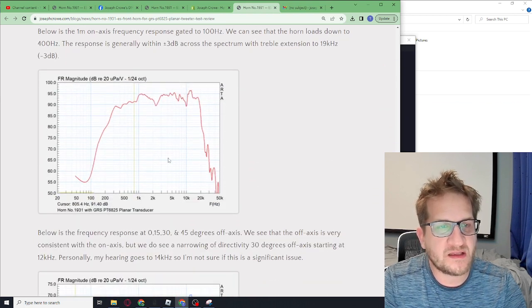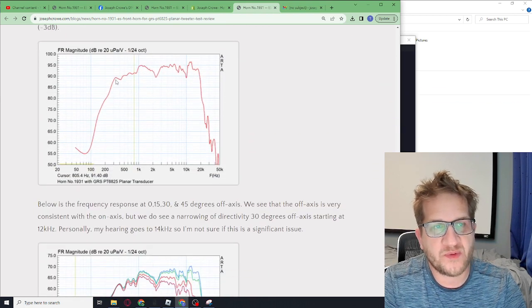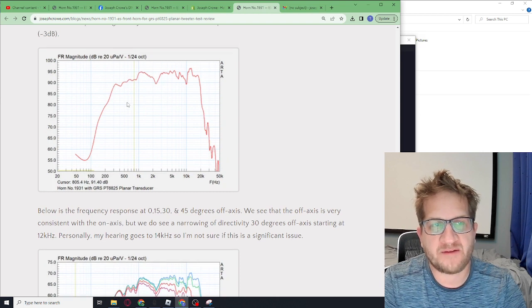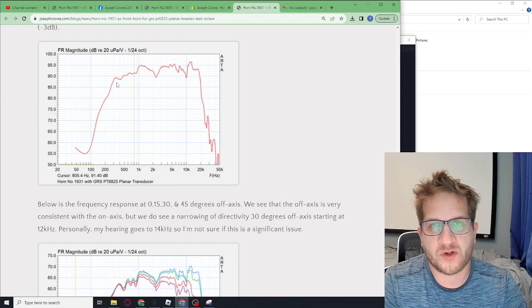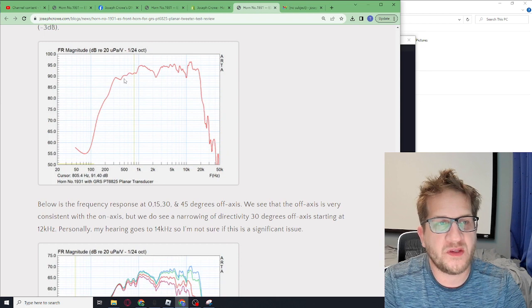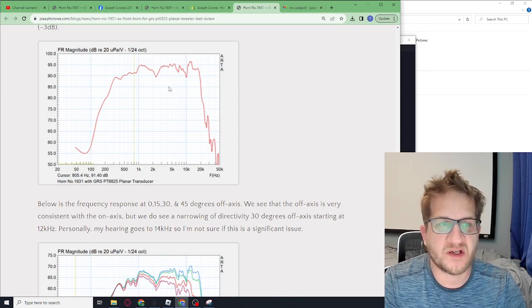Looking at the frequency response, we actually get output down to 300 Hz with a blip there. This is probably due to the FS of the driver being at 300 hertz, and it's also probably a first order reflection, which is pretty common with horns. The usable bandwidth would be from 500 hertz up to 20 kilohertz. We do see a 3 dB bump at 1 kilohertz, but otherwise we're about plus or minus 3 dB across its bandwidth, which is a pretty good result.